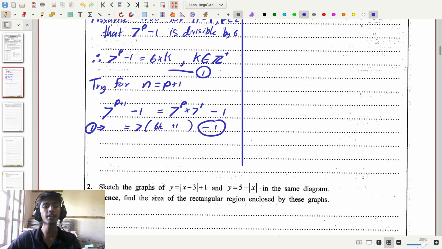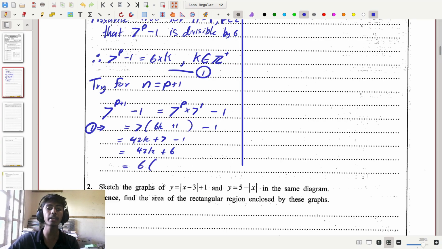And now we can see if we expand this 7, we are going to get 7 times 6k, which is 42k, and we're going to have 7 times 1, which is plus 7, and then a minus 1, which can be simplified to 42k plus 6. And we can see here there is a factor of 6 in this term and this term. If you factorize that out, we have 6 times, and on the inside we have from this term 7 times k, and from this term plus 1. So therefore our answer is 6 times 7k plus 1.